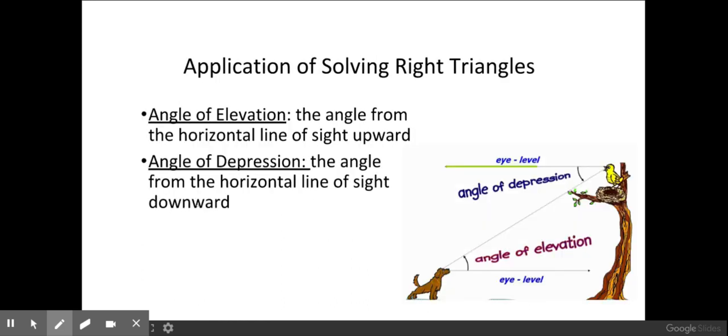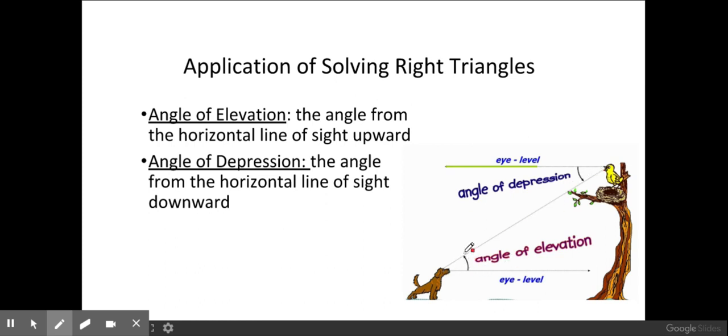So now there's some applications to solving right triangles. If you remember in geometry, we did a lot of word problems. So knowing what an angle of elevation versus depression is important. So the angle of elevation is the angle from the horizontal line of sight upward. So the horizontal line of sight is if you're looking straight ahead. So here, this dog, his horizontal line of sight would be right here. And then he is looking up at the bird.